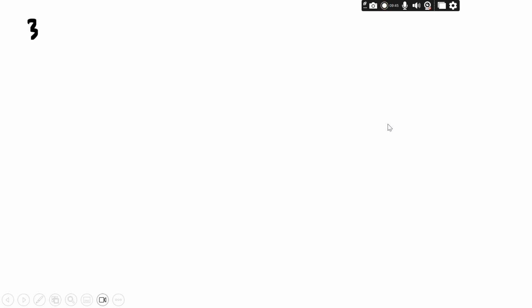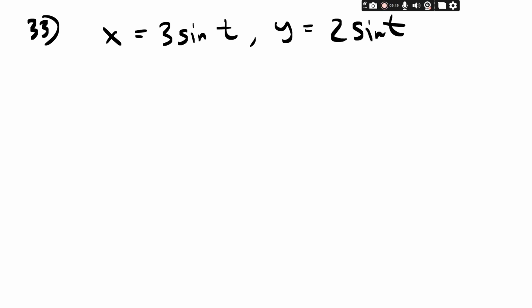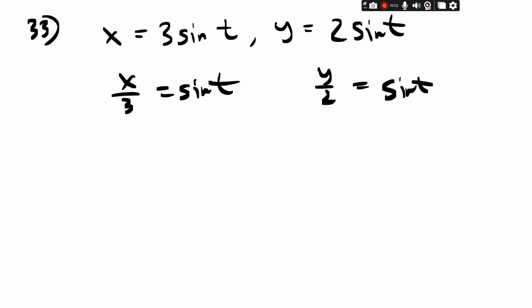Okay, and jump to the last one here, number 33. That's what I got here. And this one's a really interesting one. This one does not have cosine and sine. It actually has sine on both of them. Okay, so let's solve for the trig function anyways. Divide by 3, voila. Divide by 2, voila.